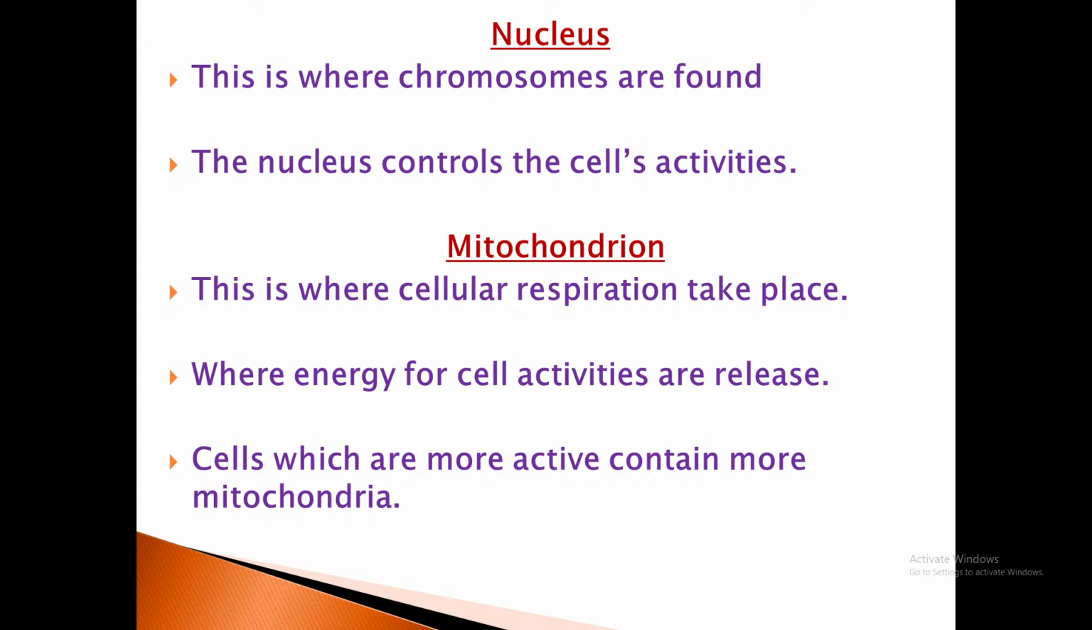Just like how the brain controls everything that the human body does in terms of coordinating and giving instructions, as for the cell itself, the nucleus is the brain of the cell. So the nucleus controls and regulates every activity that takes place within the cell. That is why it is normally referred to as the brain of the cell. Now moving down to the other component, mitochondrion.